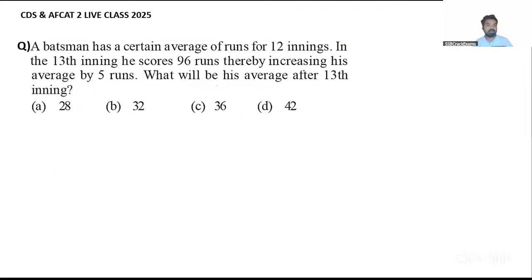Next question. A batsman has a certain average of runs for 12 innings. In the 13th inning, he scored 96 runs, thereby increasing his average by 5. What will be his average? Okay, so let the average run for 12 innings be X. Then the sum of runs will be 12X.